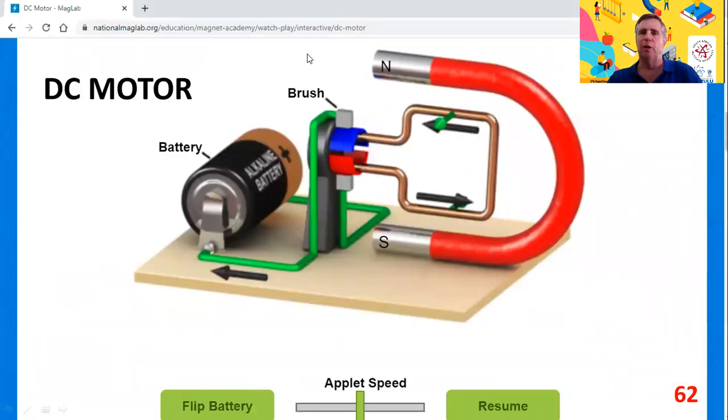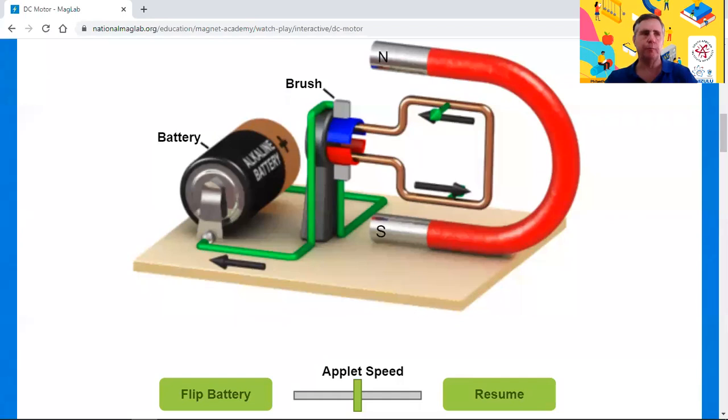Now let's have a close-up look at a DC motor. And again, this is a great simulation from the National Magnetic Field Laboratory. And you can also follow that web address and explore it for yourself. So here you can see the different parts of a DC motor. There's a power source, in this case a battery. You've got wires and then brushes connected to the coil via the split ring commutator.